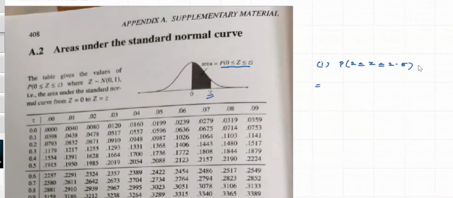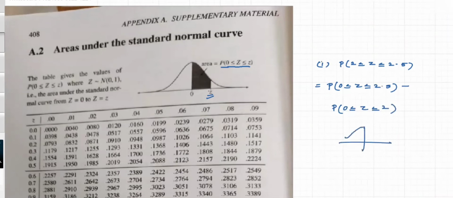Now how can we rewrite the probability that z is between 2 and 2.5 in terms of 0 to a particular number? Let's see how it is possible. I'm taking the probability of z between 0 and 2.5 minus the probability of z between 0 and 2. That means your 2 is here, 2.5 is here. Our required area is this one.